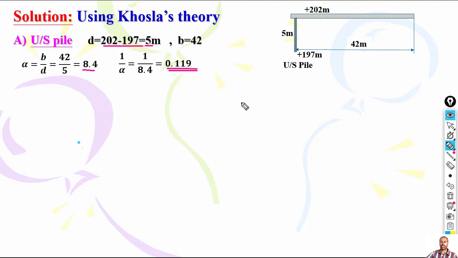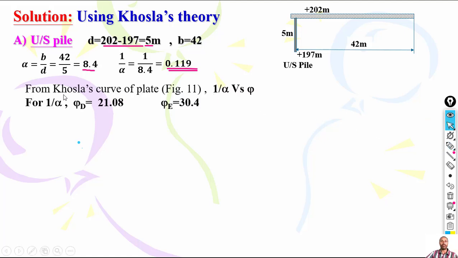Once you have determined this, the next step is from Khosla's curve of plate 11, 1 over alpha versus alpha. You can determine these values from Khosla's curve. I will show you that after a minute. Then you can have these values phi D and phi E, at the depths D and E here. So once you calculate this, then let's go on.